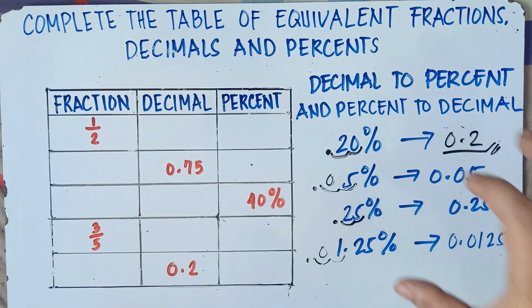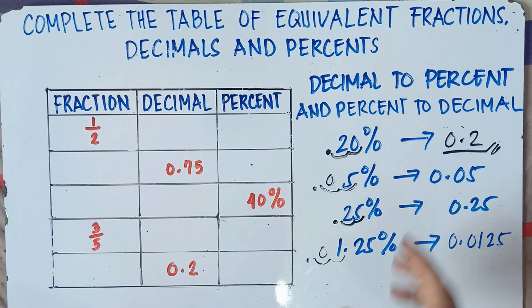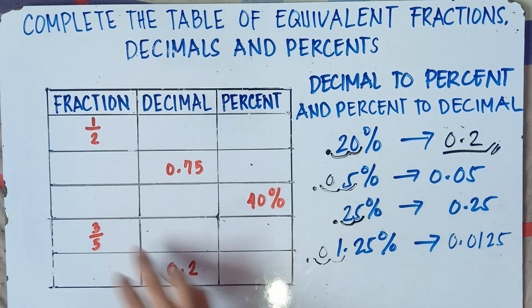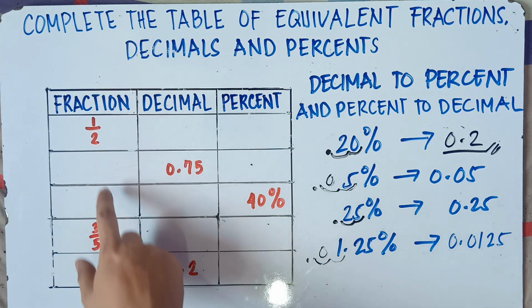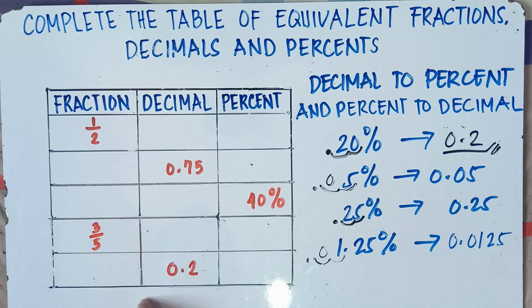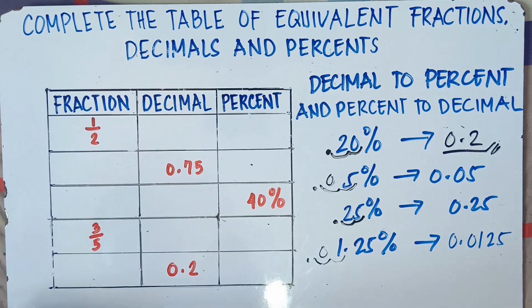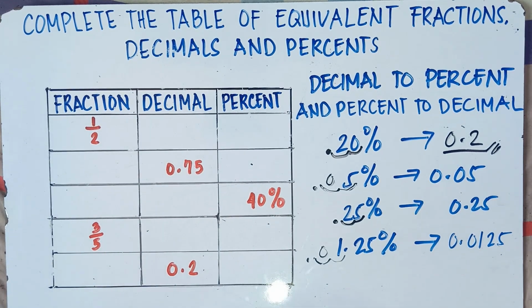Alright, so once you master this one, class, converting fraction to decimal, decimal to fraction, decimal to percent, percent to decimal, we will be answering this table, class. So I will try to answer this one, class. 1, 2, 3, and 4, and then you will try this one, class. 0.2, convert to percent, and then fraction. Alright, let's have number 1, class.